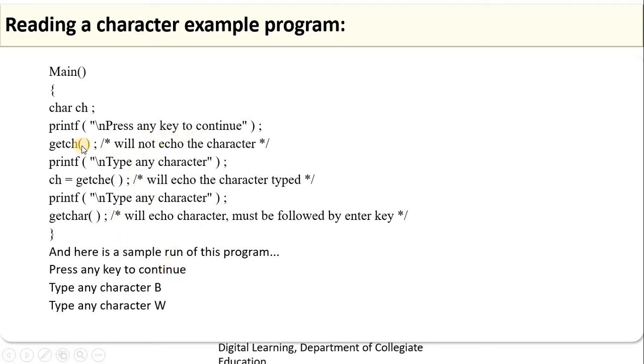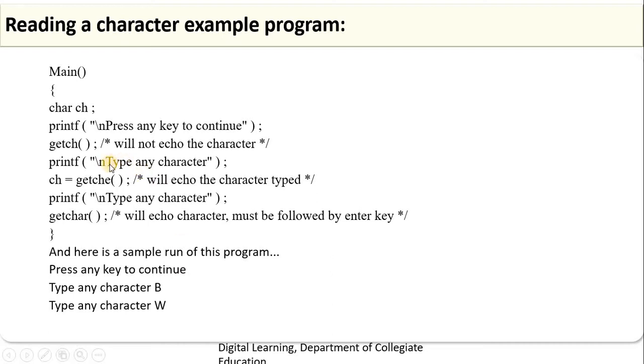Then getch. At this moment, the cursor stands still. Then the user enters any key and it will be taken into the program, but it's not assigned to anything else. It's just left like that. But getch doesn't echo the character onto the screen or onto the console. Thus, press any key to continue will display. After that, whatever key is entered by the user will not be displayed back onto the screen.